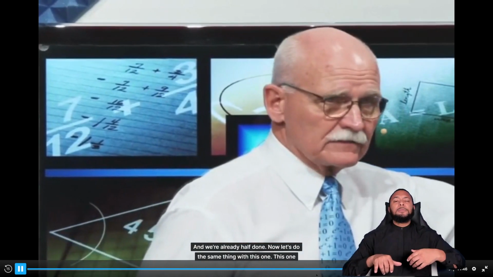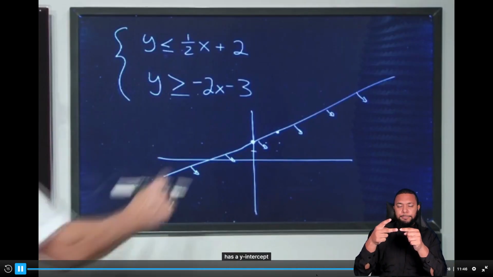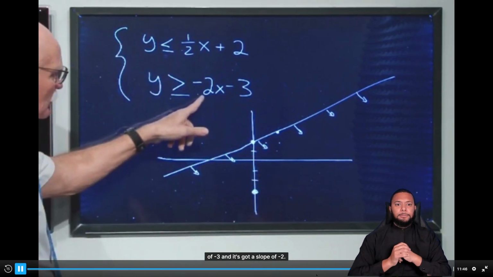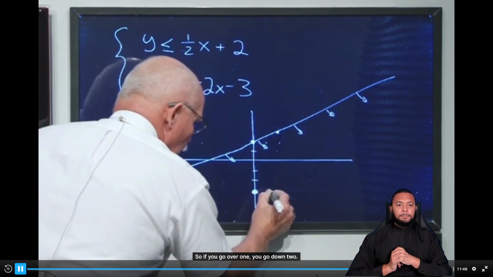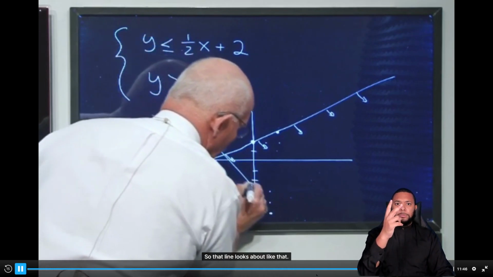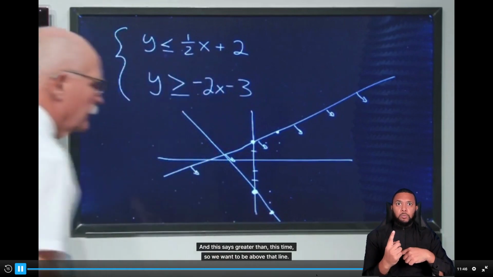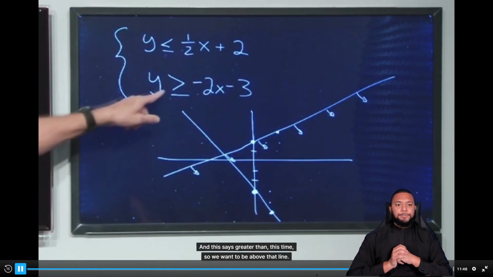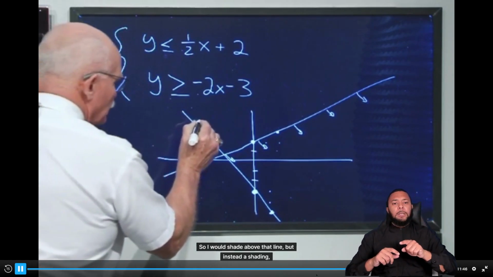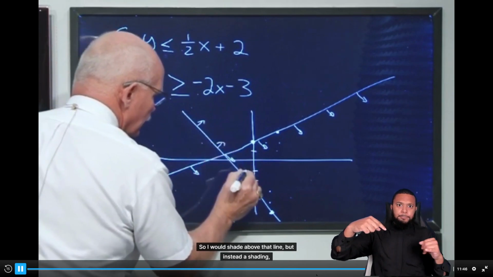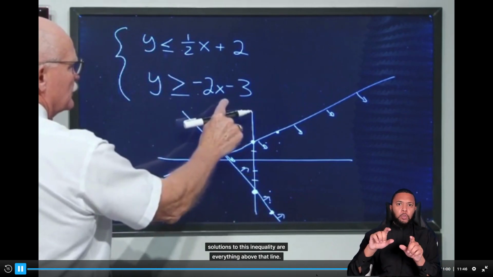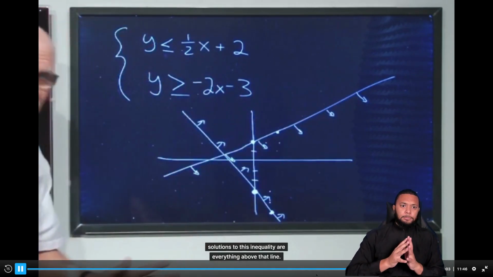Now let's do the same thing with this one. This one has a y-intercept of -3, and it's got a slope of -2. So if you go over 1, you go down 2. So that line looks about like that. Okay? And this says greater than this time, so we want to be above that line. So I would shade above that line. But instead of shading, I'm just going to put these arrows to help me remember that the solutions to this inequality are everything above that line.